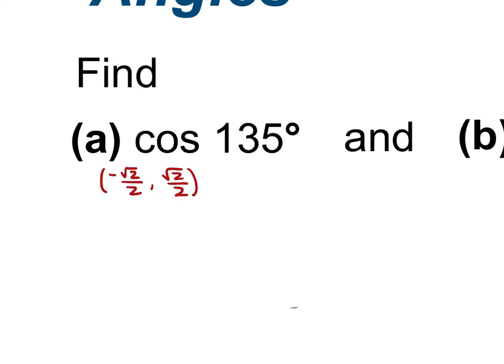From here, identify your x, your y, and your r. X is negative square root 2 over 2. Y is the square root of 2 over 2. We have to solve for r. R is the square root of x squared plus y squared. So that's negative square root 2 over 2 squared plus square root 2 over 2 squared.